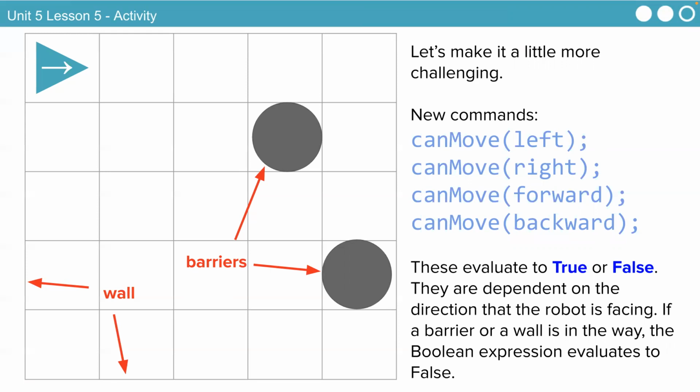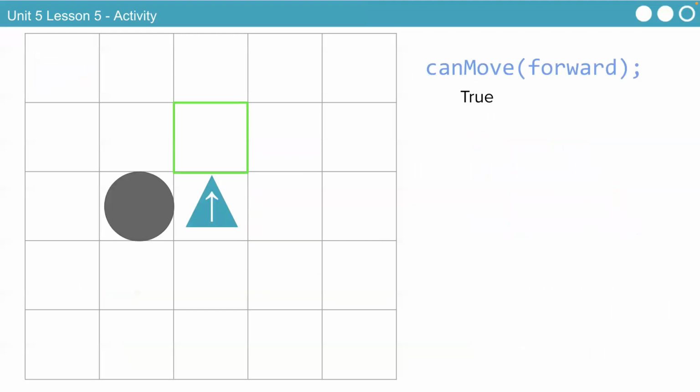Imagine there's a wall around your grid. So starting here, can I move backwards? No, I can't. Can I move left? No, I can't. So from here, I can move forwards or I can go right, but I cannot go left and I cannot go backwards.